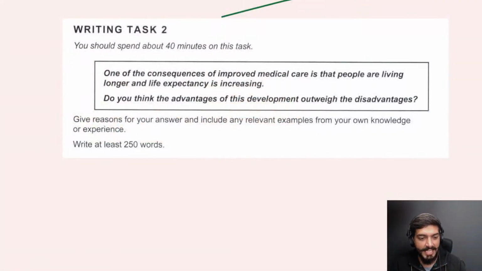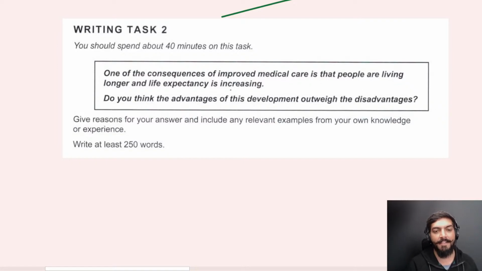Think for 5 minutes, then write. Now, I'm going to share with you a question, okay? This is the question we're going to discuss today. One of the consequences of improved medical care is that people are living longer and life expectancy is increasing. Right, Anuj? That's right, Anuj. You might run out of ideas, right?